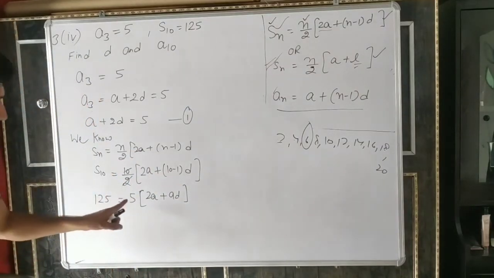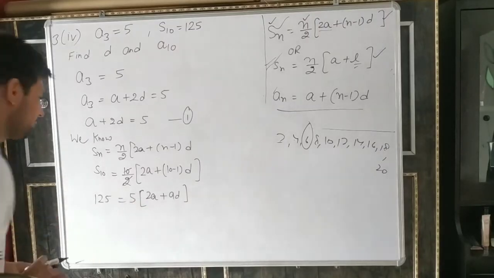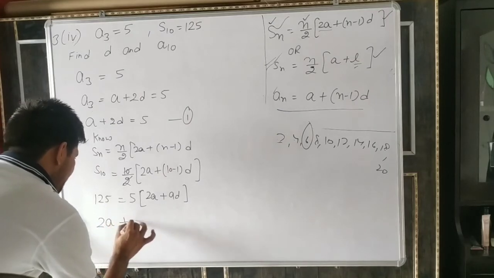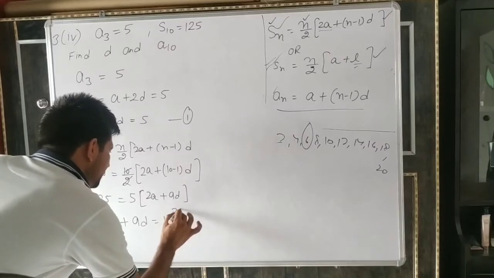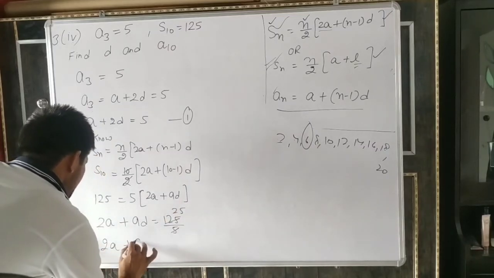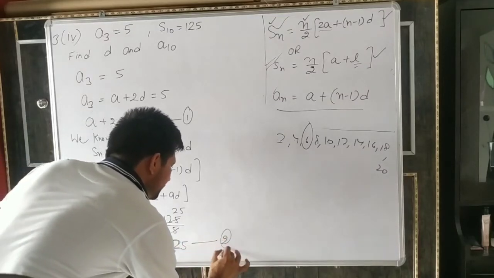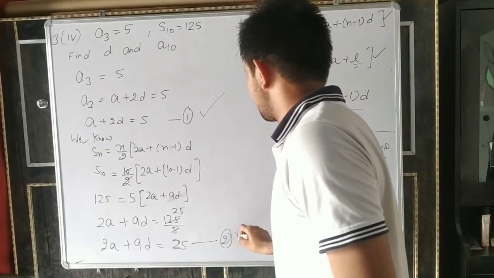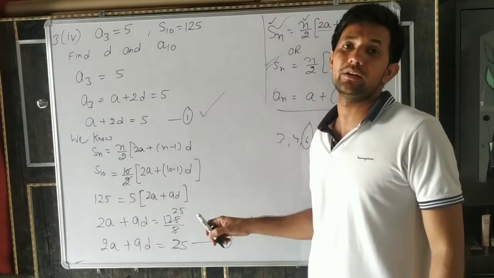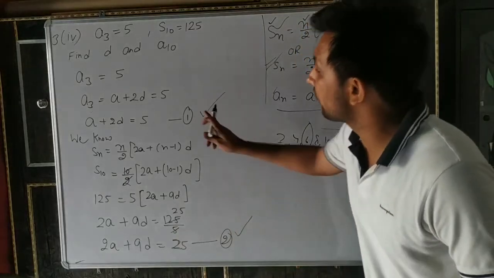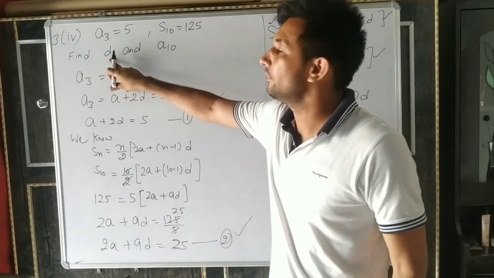Understand? Either you can multiply by 5 inside the bracket, or move the 5 to the other side and divide. So it becomes 2a plus 9d equal to 125 divided by 5, which is 25. So 2a plus 9d equal to 25, equation number 2. By using equation 1 and 2, with the elimination method, as we already learned in the third chapter, we can find the values of a and d. If we know d, that is your answer.